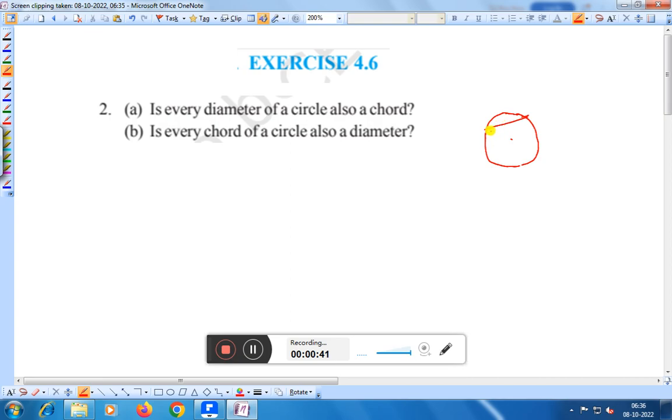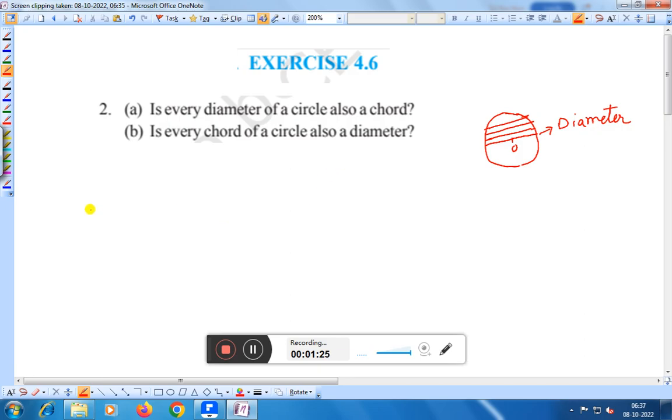Now if we increase the length of the chord, you see that there is a time when the chord passes through the center of the circle. This is point O, the center of the circle. When the chord passes through the center of the circle, that is the diameter. That means every diameter of a circle is also a chord. And that is the longest chord.